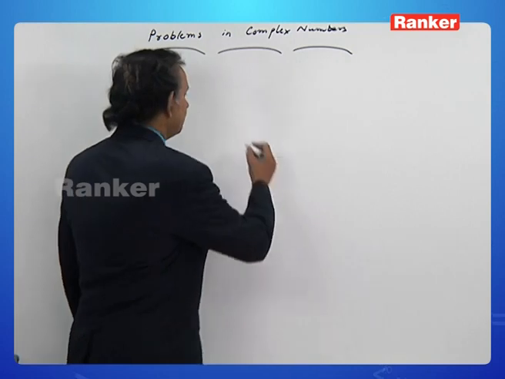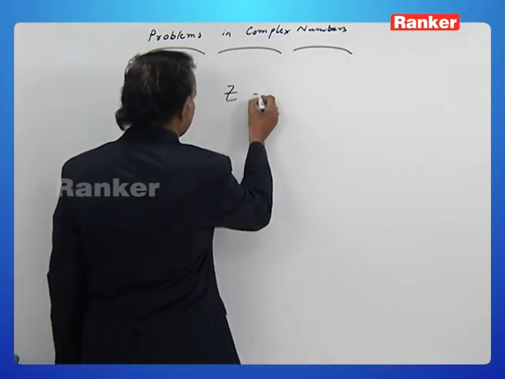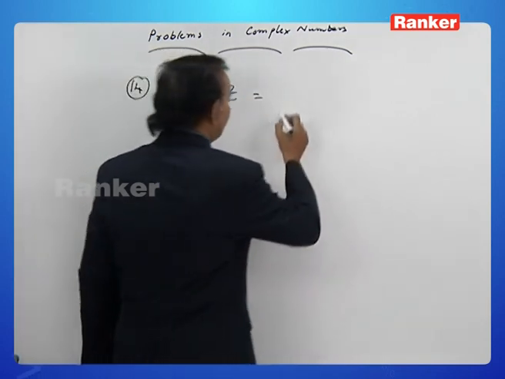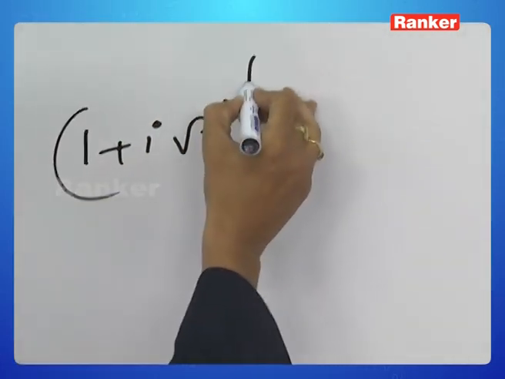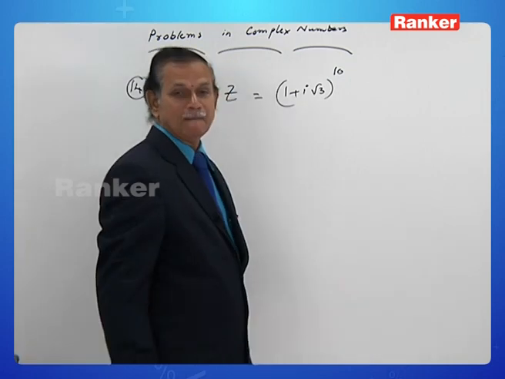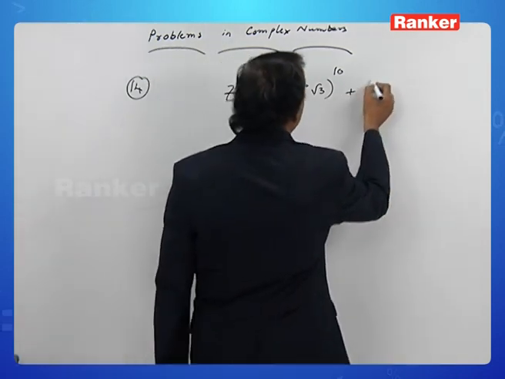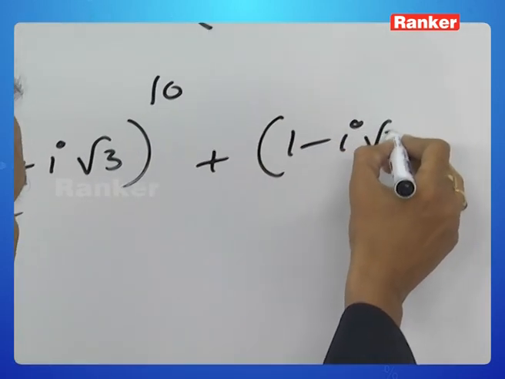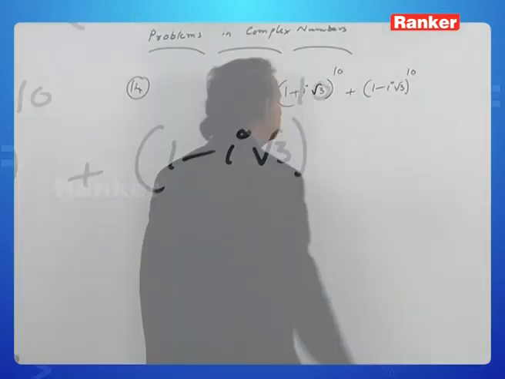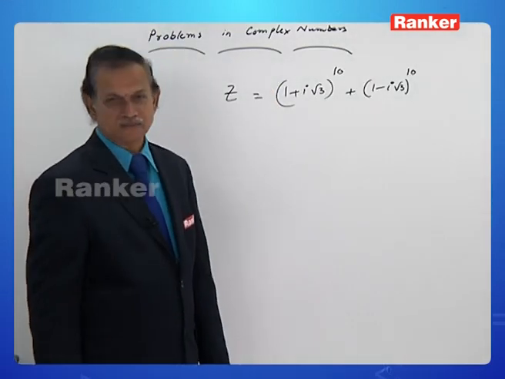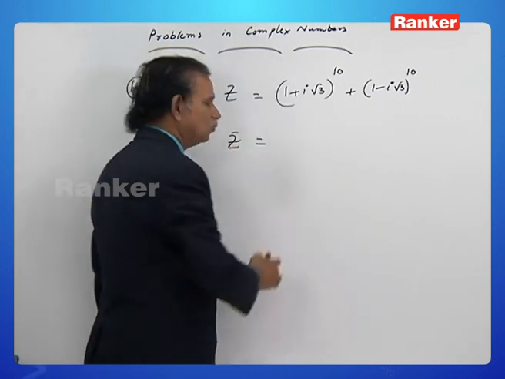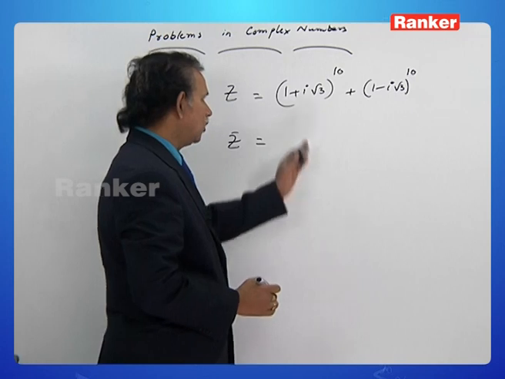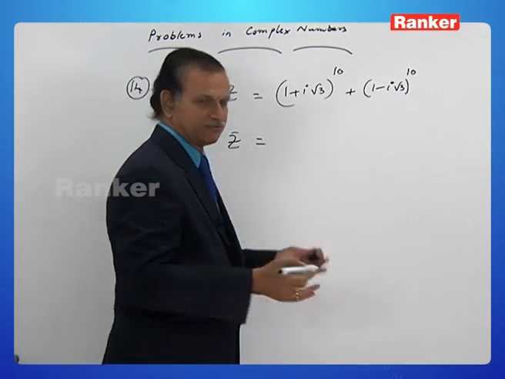Let us look here. What is the given complex number? Z is equal to 1 plus I root 3 whole to the power of 10 plus 1 minus I root 3 whole to the power of 10. You see, please consider z bar. What can it be? What is z bar? Conjugate of z. What is the conjugate of 1 plus I root 3 whole to the power of 10?